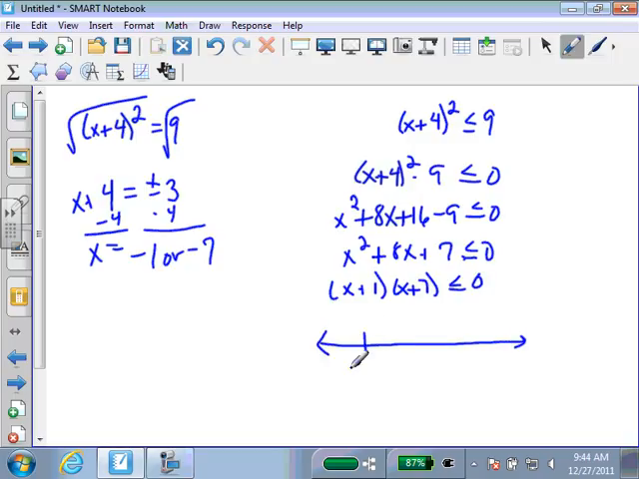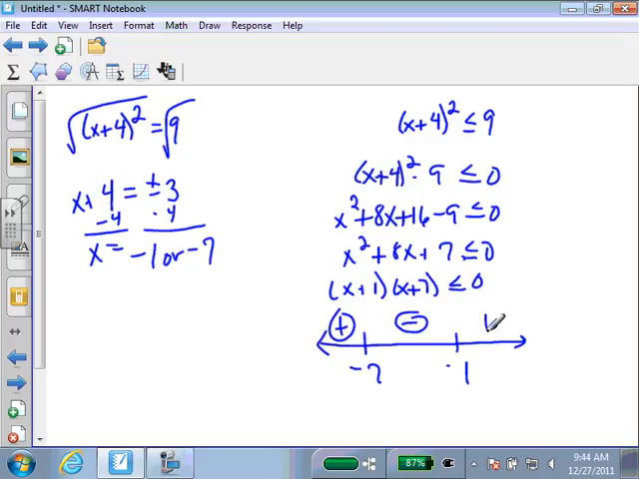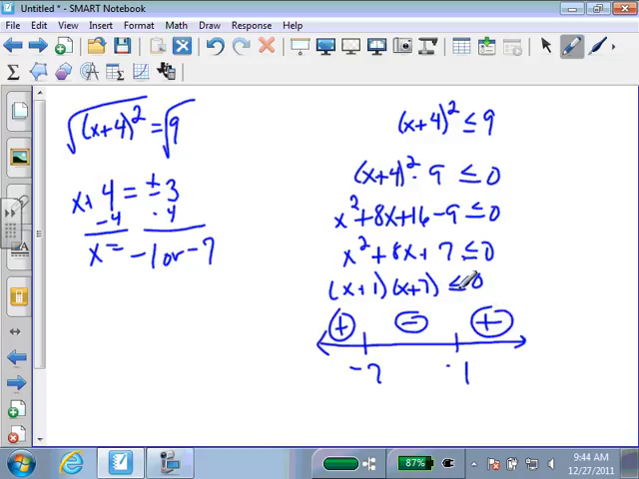So on my number line I have a negative 7 and a negative 1. I'm going to do interval testing. Whatever I choose over here is going to give me, let's see, negative times negative, positive. In here I'm going to get positive times negative, negative. Over here I'm going to get positive times positive, positive. I want the ones that are less than or equal to 0. So I want this one only. So my solution is negative 7 to negative 1.